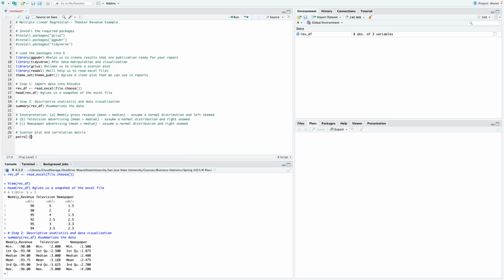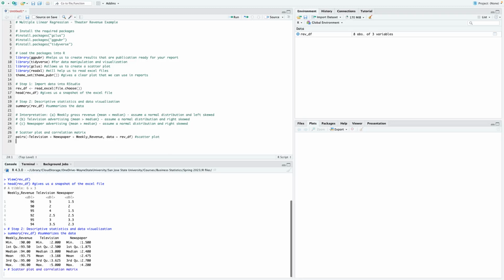So here we'll just use this sign. So we have television. Did I forget how to spell? Plus newspaper plus weekly revenue. This has to be capital. Weekly revenue, right? And then our data, which is revenue.df. So I'm just going to put an interpretation here so you know what this code is for, which is the correlation. So this is not the code, this is this other plot.